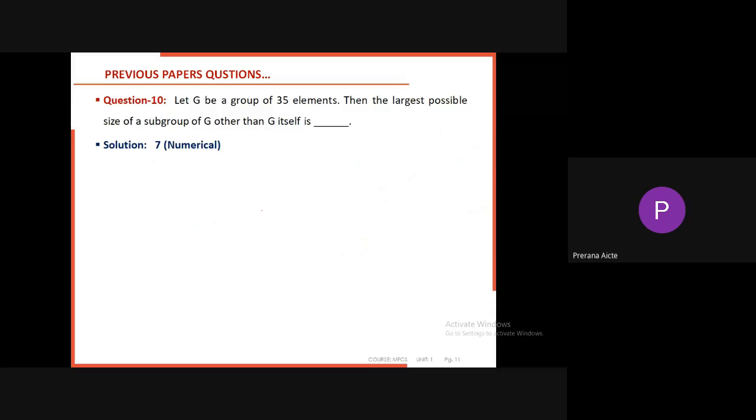So next, another one. It is a simple one. Let G be a group of 35 elements. Then what is the largest possible size of a subgroup of G other than G itself? So here we have G and G dash. G dash is your subgroup, and we will assume G is a group here.